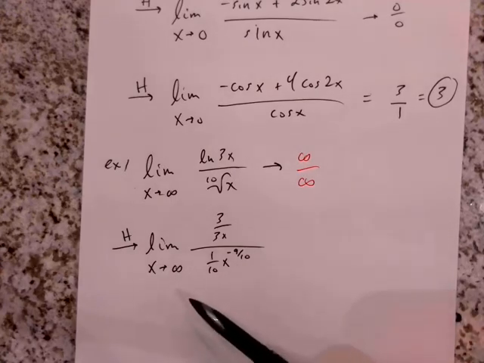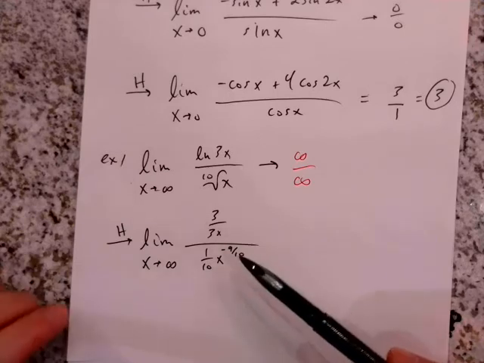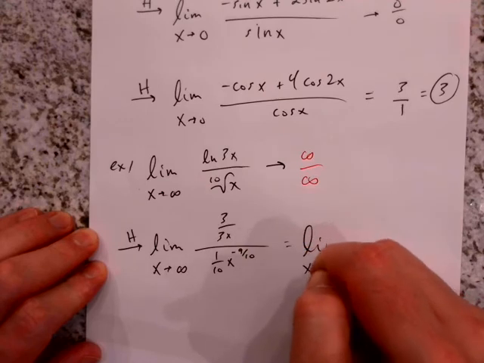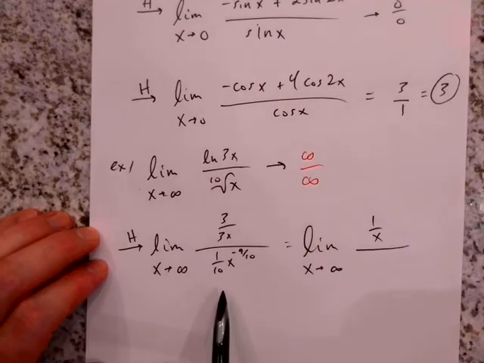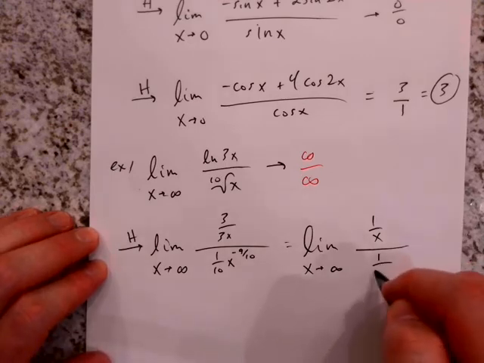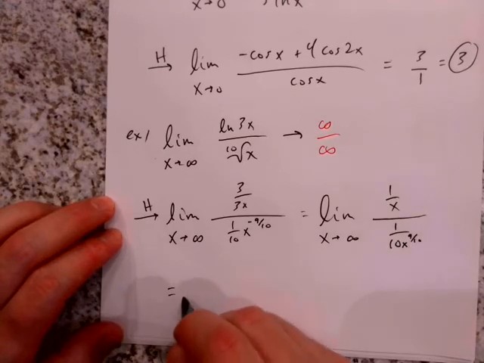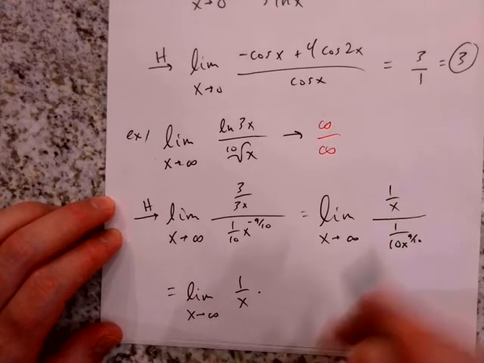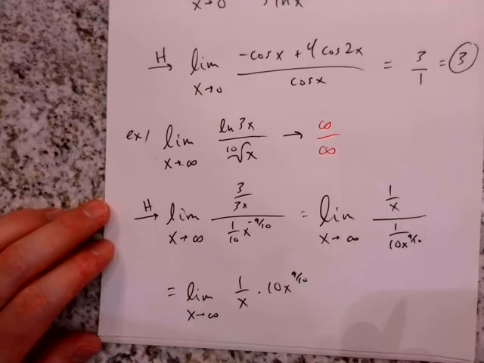We don't want to plug infinity into this yet, because this is clearly not the best form to work with. So if you get a form that's kind of messy, it's smart to do your algebra to it first. Like 3 over 3x is 1 over x. This expression is the same as 1 over 10 x to the 9/10. When you divide by a fraction, you multiply by its reciprocal, so that's 1 over x times 10 x to the 9/10.